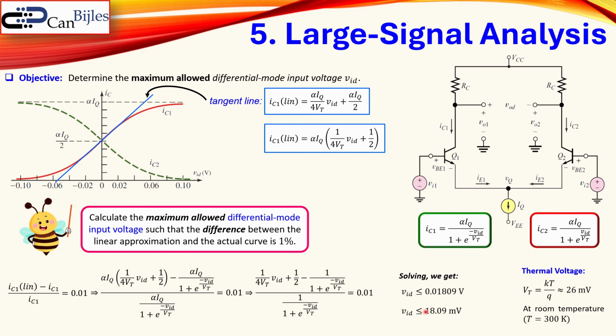In this case, just 18 millivolts up and 18 millivolts down. Okay, this is actually not even one VT, which is in this case 26 millivolts. So this is not a result. So VID is just only 18 millivolts.